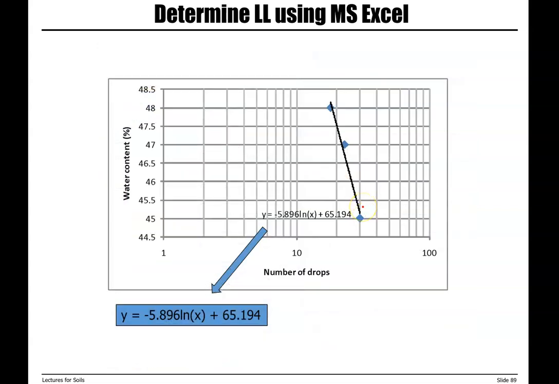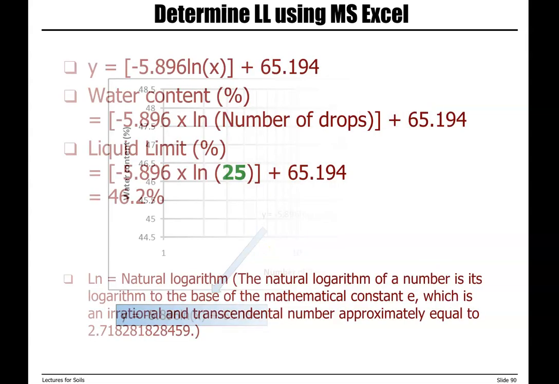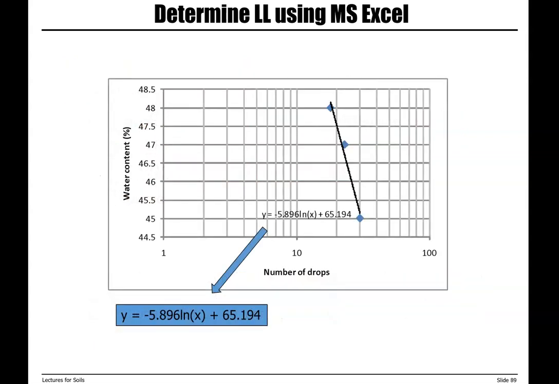That is your line. We have the formula of the line, so there are 2 ways that we can find our liquid limit. The first one is to find 10, 20, this is 25, number of drops. So draw a line from here to your curve and then go here, and that's our liquid limit, which is approximately 46.4%.